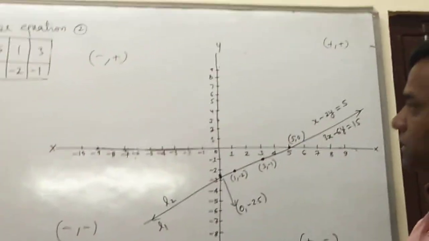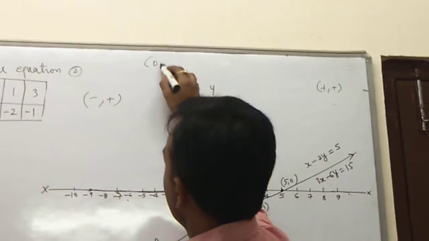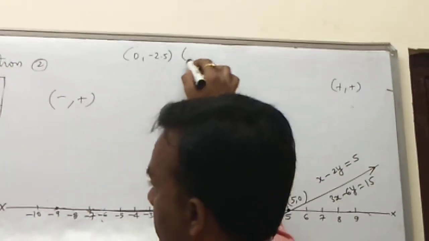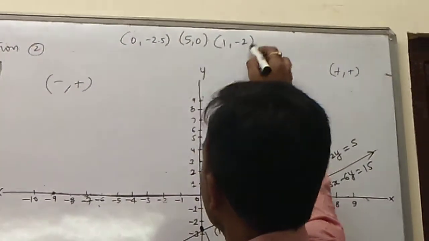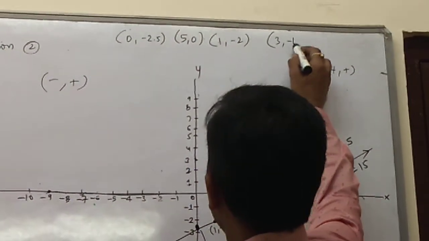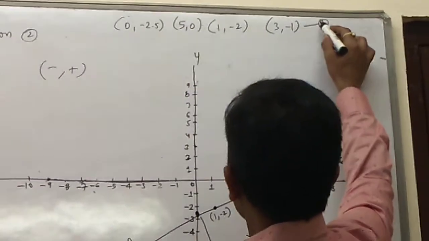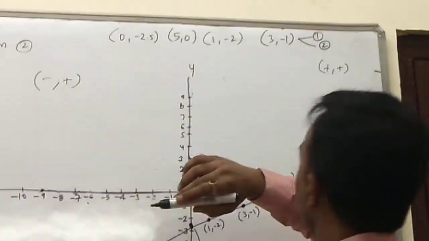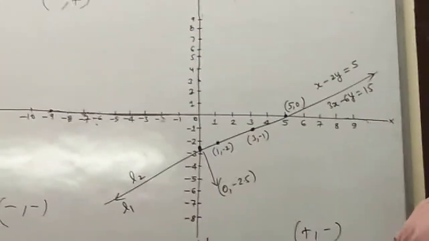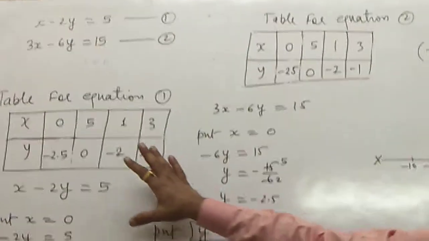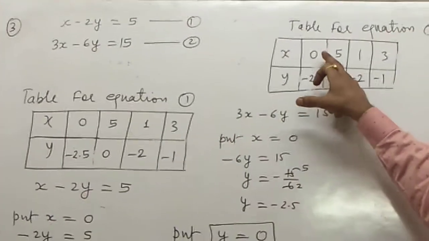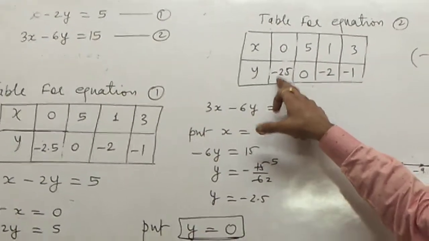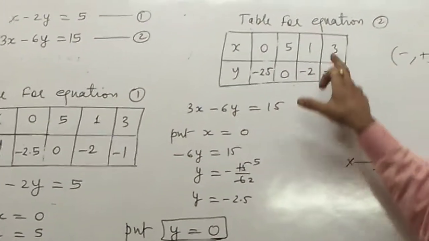We write down the pairs: the first pair is 0, minus 2.5, then 5 comma 0, 1 minus 2, and 3 minus 1. This is for equation 1, and this is the same for equation 2, because both tables are the same. First you watch your table coordinates, same: 0 minus 2.5, 5 0, 1 minus 2, 3 minus 1. And then same here.